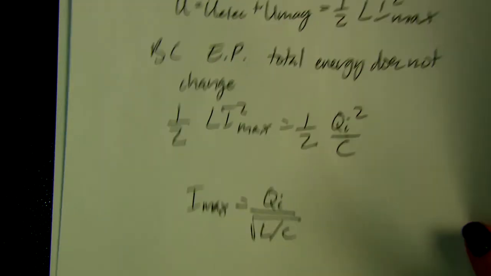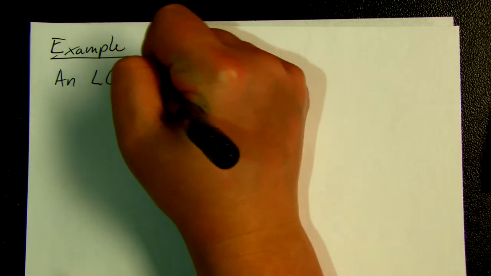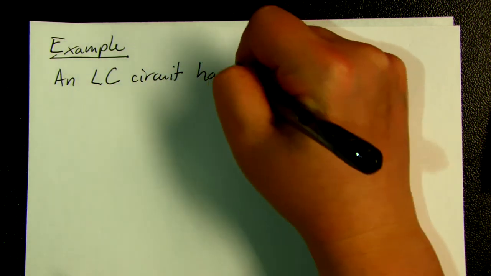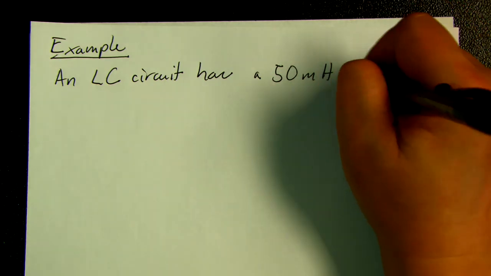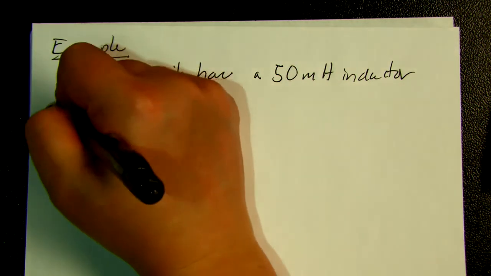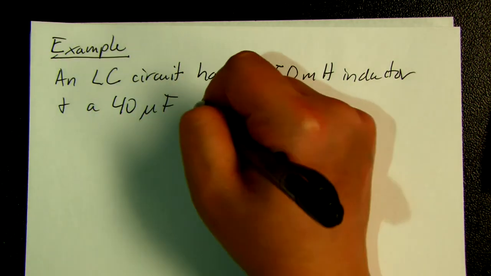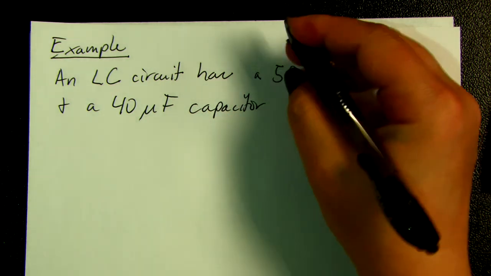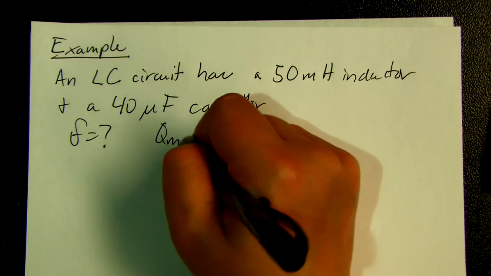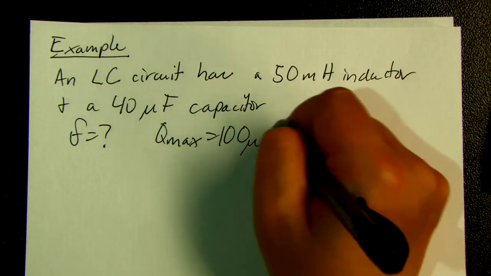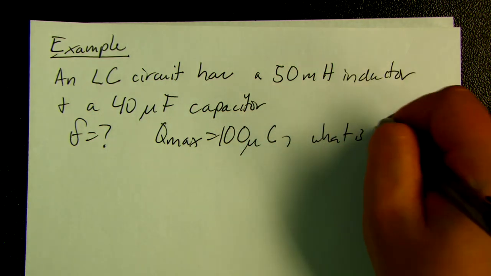So let's do an example. An LC circuit has a 50 millihenry inductor and a 40 microfarad capacitor, and we want to know the frequency, and if Q max is equal to 100 microcoulombs, what is V max?